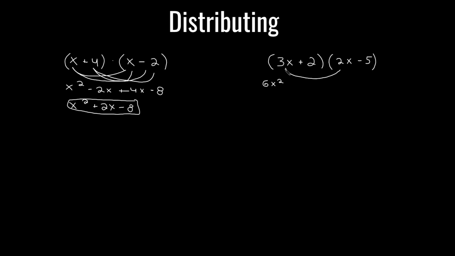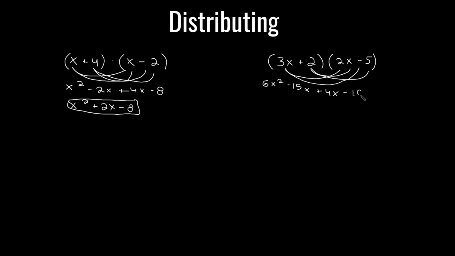Now moving on, our first 3x multiplied by the negative 5x in the second parentheses to get negative 15x. Now that we finished our first 3x, we're going to move on to the 2. So 2 multiplied by 2x equals 4x. And 2 multiplied by negative 5 equals negative 10.